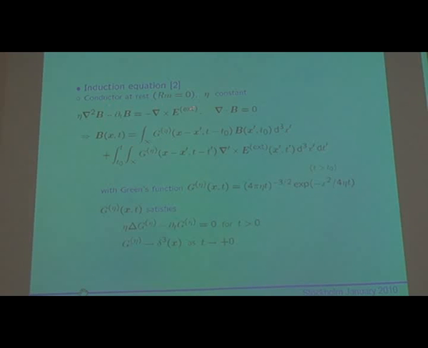Consider the induction equation in the limit of small magnetic Reynolds numbers. Consider eta as constant. Then it takes this form. I mention this mainly because of a mathematical aspect, which we utilize later also. You can write down the solution of this equation in infinite space in this way with a Green's function.